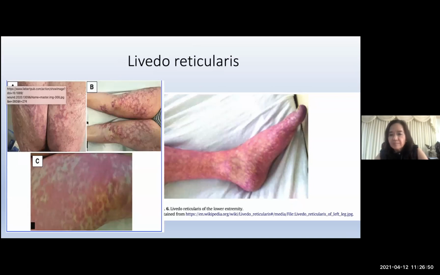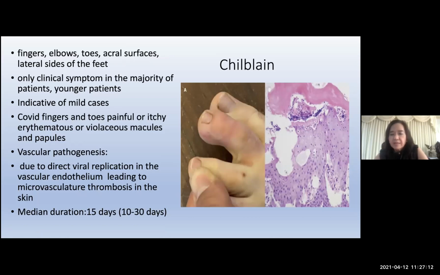So these are examples. So what happens here is that there are vaso-occlusive lesions, which are the least common, affecting the elderly patients. But these patients were noted with a higher risk of severe pneumonia and associated with a higher mortality rate. So here, next, chilblain.